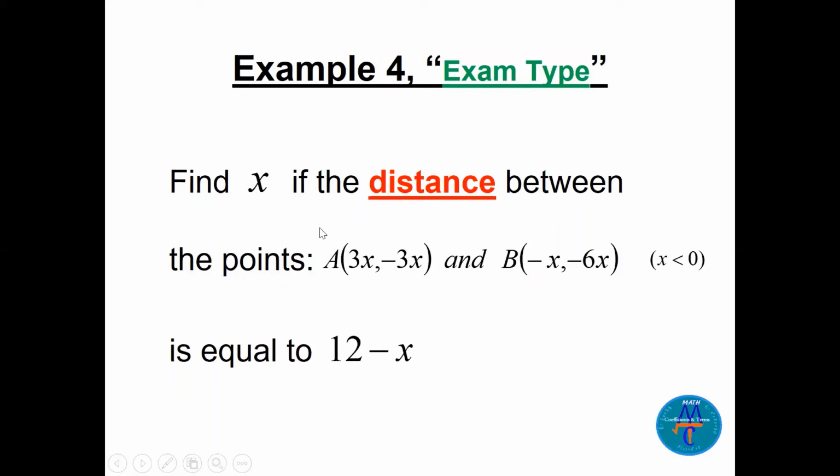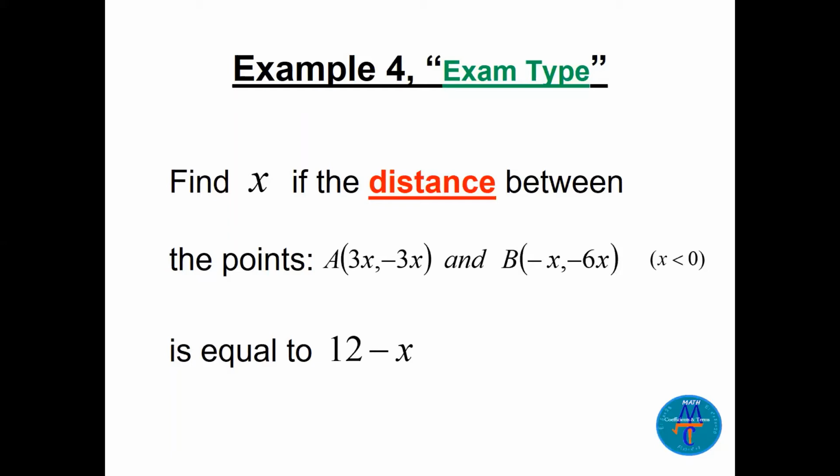Find x. I gave you the point A, 3x, minus 3x. The point B, minus x, 6x. And I gave you a condition, x should be negative. So at least you know when you find x it is a negative number. Maybe minus 5, maybe minus 11, maybe minus 23, maybe minus 100, maybe minus half. But if you get, let's say, x equals 7, for sure there is something wrong.